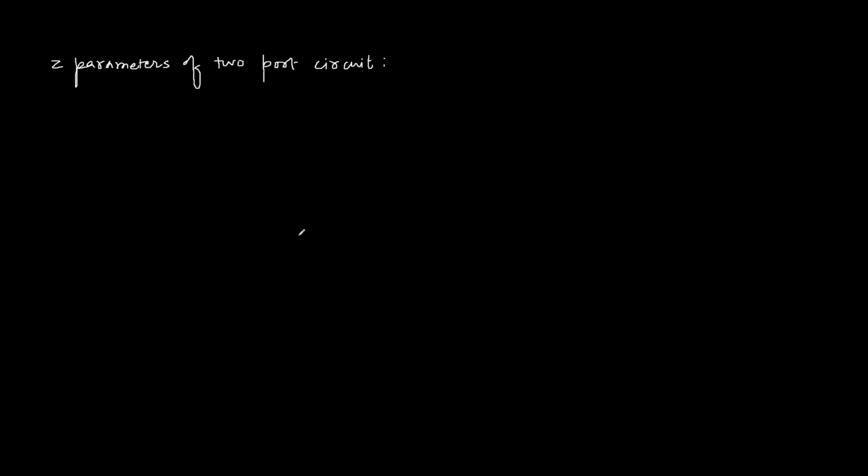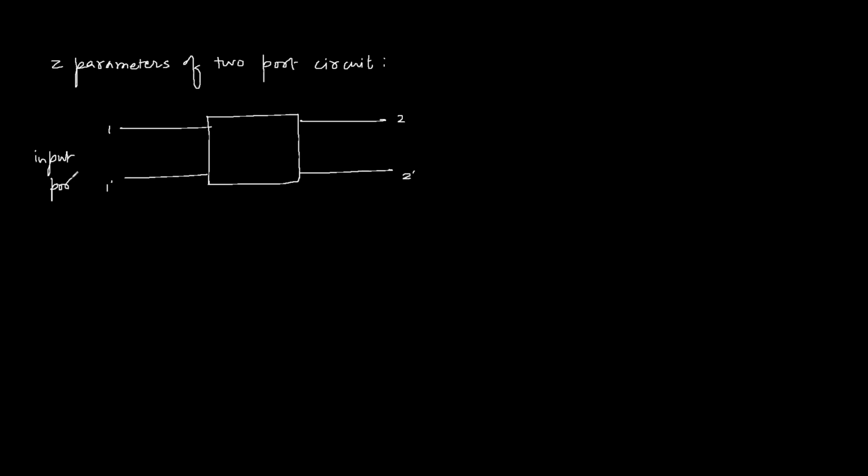Z parameter of two-port circuit. In two-port circuit, we have four terminals: 1, 1 dash, 2, 2 dash. To make one port, we need to have two terminals. So this one is port 1 or input port, and this is second port or output port.